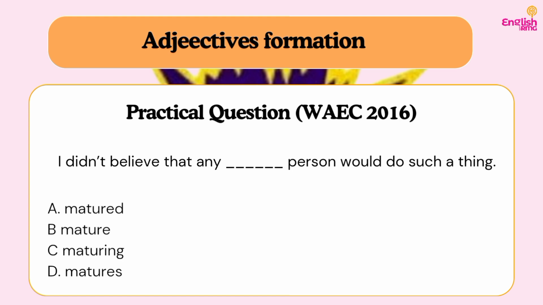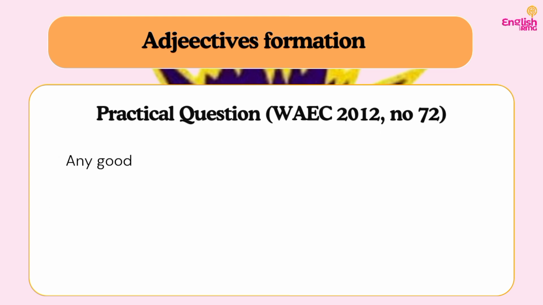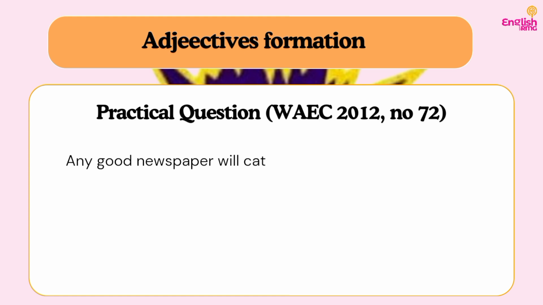C, maturing is also like a continuous verb, and matures is like the singular form of the verb. Do you understand? So the only form of adjective here is what? Matured. Do you understand? Just like we have from the explanation I did earlier. So our answer is going to be what? A, matured. I do not believe that any matured person would do such a thing. So not mature, please. The answer is matured.